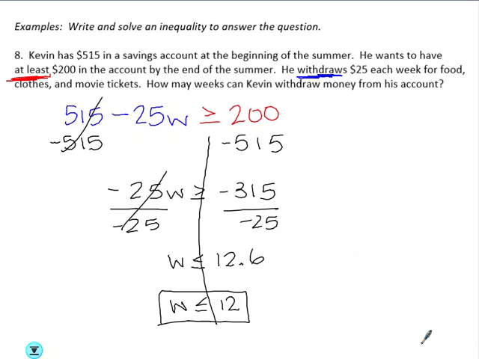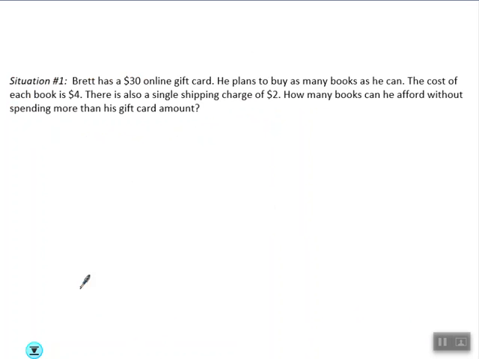Let's go back to situation number 1 at the beginning of the notes and take a look at that. Brett has $30 on an online gift card. He plans to buy as many books as he can. The cost of each book is $4. There's a single shipping charge of $2. How many books can he buy without spending more than his gift card amount?